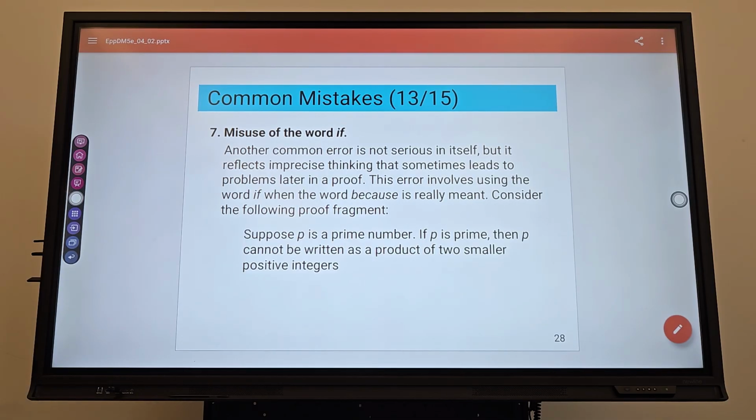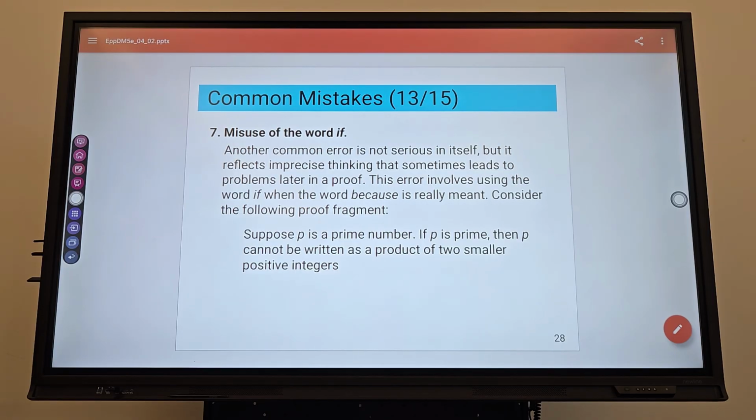Misuse of the word if. Another common error is not serious in itself, but it reflects imprecise thinking. This error involves using the word if when the word because is really meant. Consider the following proof fragment. Suppose p is a prime number. If p is prime, then p cannot be written as a product of two smaller positive integers.